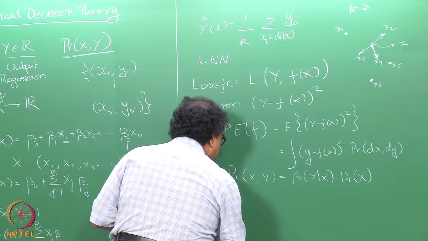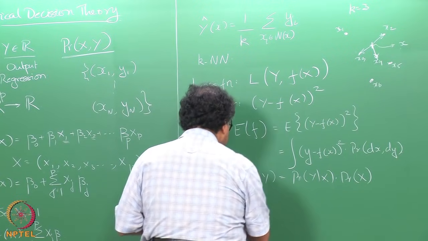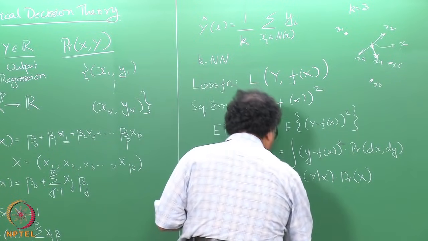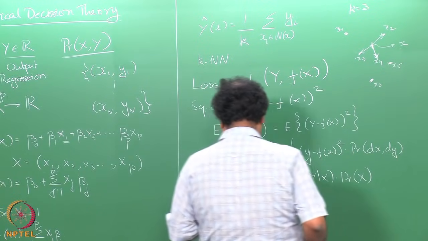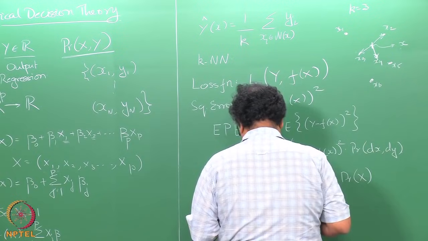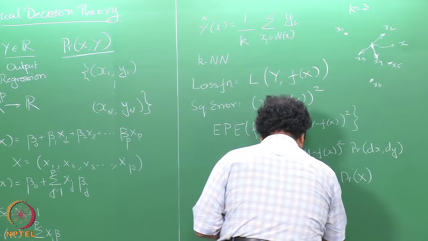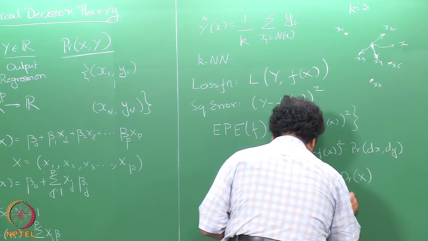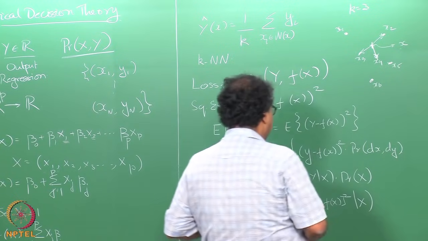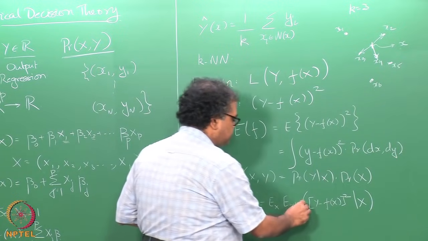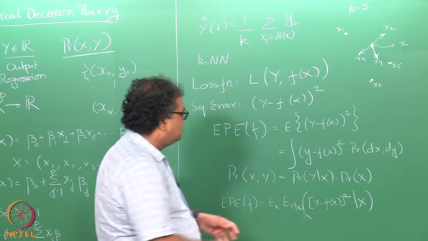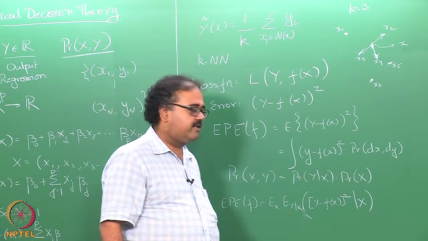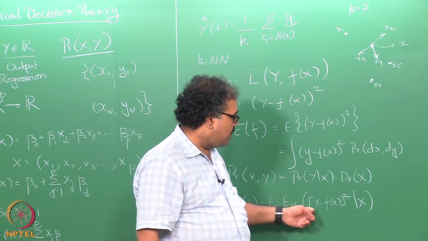So, now I can go back and write my expected prediction error as an expectation over x of the expectation over y given x, because I have written these probabilities out like this. So, I can write the expectations out also like this of this quantity.